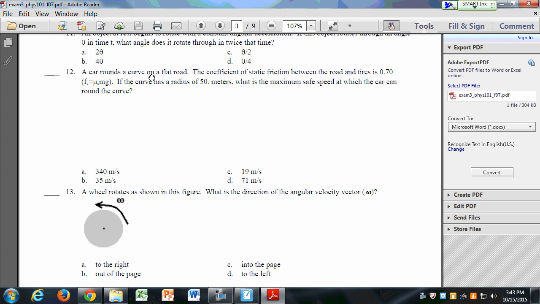Okay, let's try this one. This is another centripetal force problem. I have a car that's going around a curve. It says it's a flat road. That'll be important for just a second. This is the coefficient of static friction, and this is the radius of the curve. And I want to know what is the maximum safe speed at which the car can round the curve.